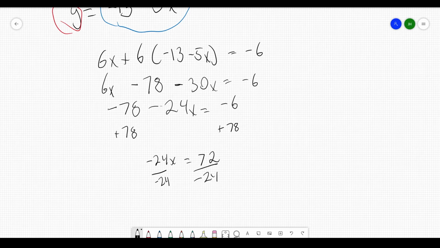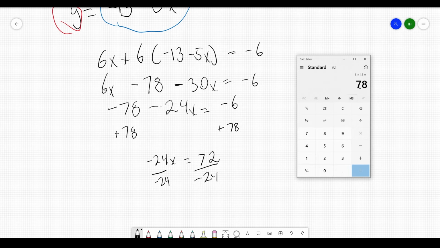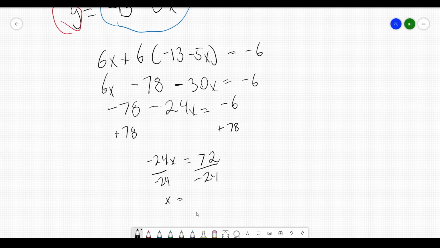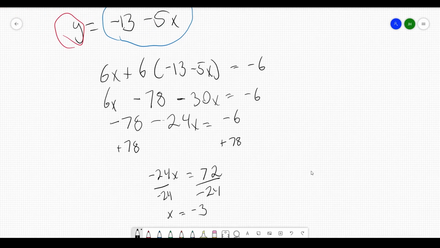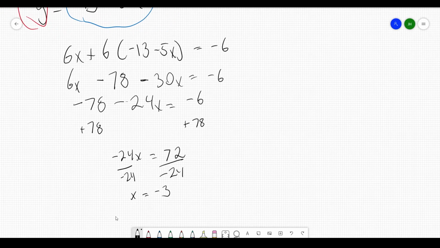Let's go ahead and enter that into our calculator so that we're not trying to do everything from memory. 72 divided by 24 equals 3. So 72 divided by negative 24 is going to equal negative 3. I always try not to put negatives in the calculator because it just adds to the potential for confusion. So now we've got an x value: x equals negative 3. We're not quite done yet. There are a lot of steps to these.